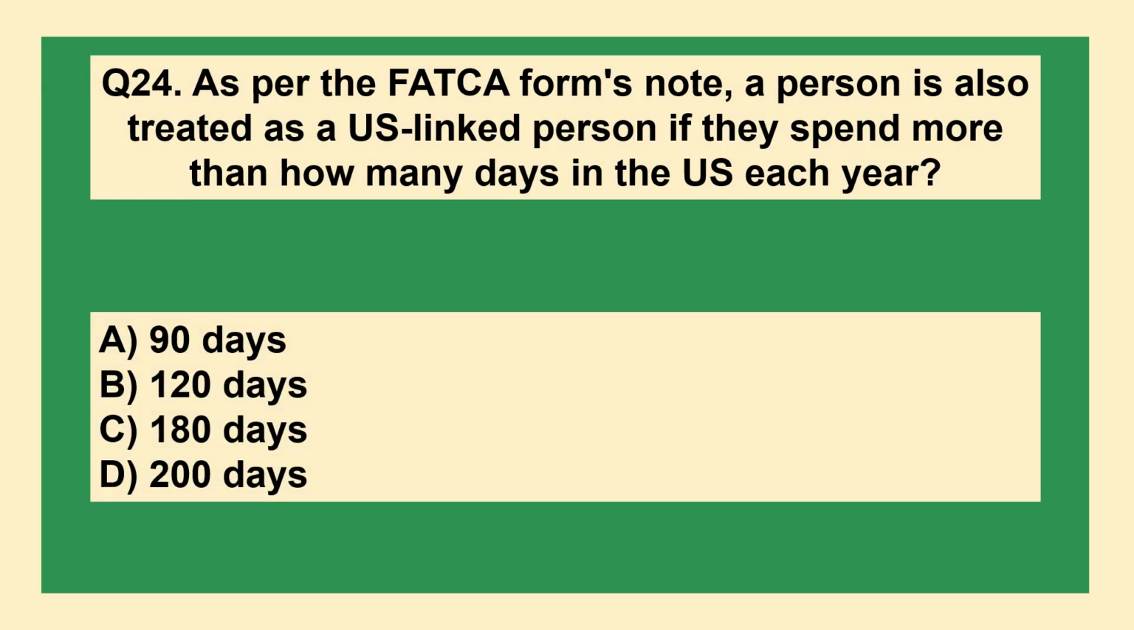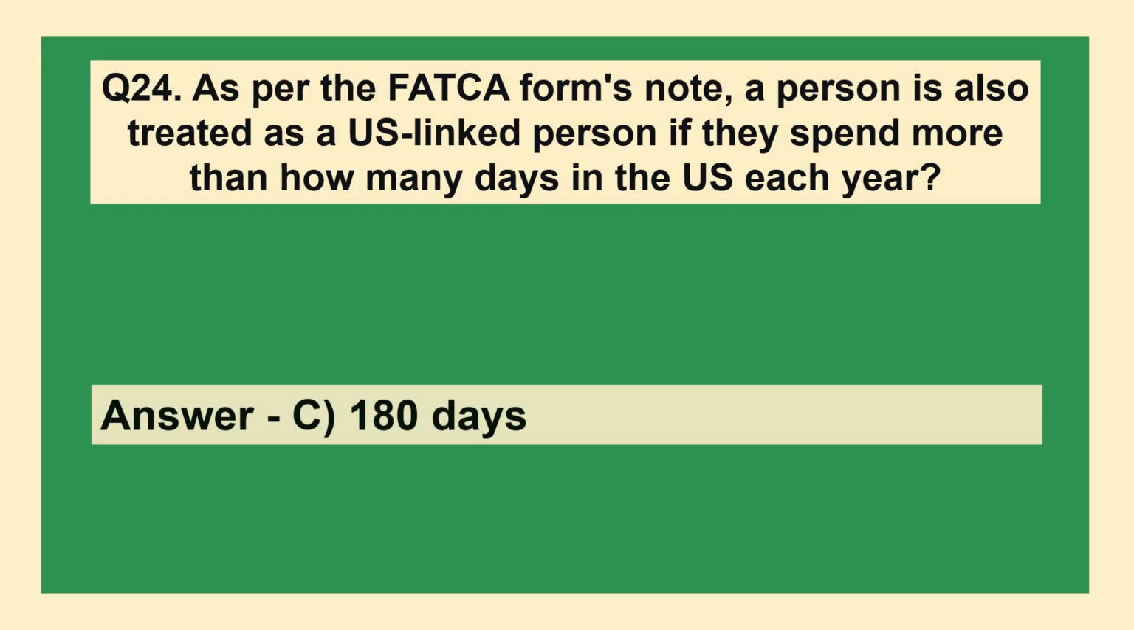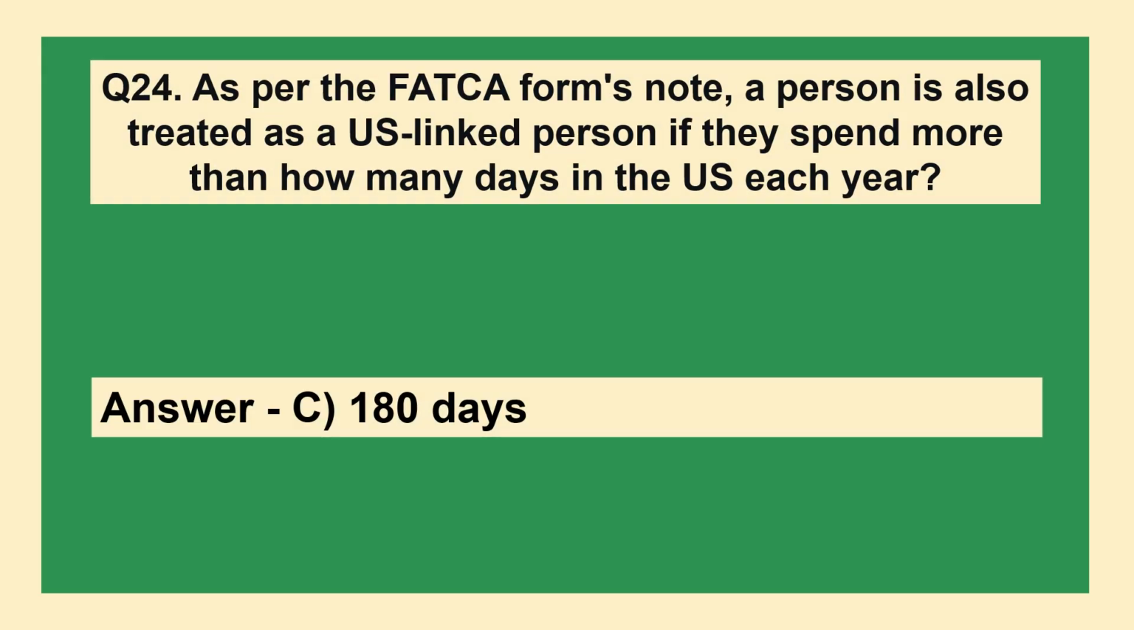Question. As per the FATCA form's note, a person is also treated as a US linked person if they spend more than how many days in the US each year? Option A, 90 days. Option B, 120 days. Option C, 180 days. Option D, 200 days. Correct answer is option C, 180 days.